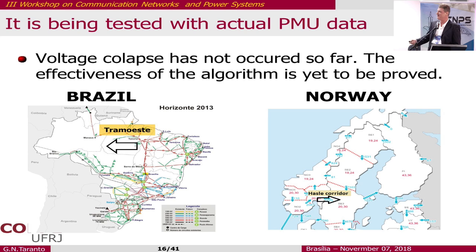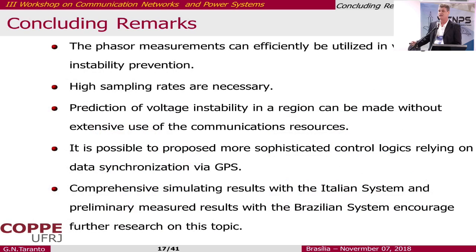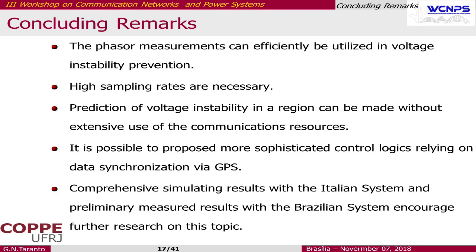Okay, so concluding remarks: the phasor measurements can efficiently be utilized in voltage instability prevention, in long-term voltage instability prevention, not Rodrigo's case. High sampling rates are necessary. Prediction of voltage instability in a region can be made without excessive use of communications. Sorry for you guys, communications, we don't need too much. But I will show in the next slide that we need you. It's possible to propose more sophisticated control logics, which is the case where we need communications.